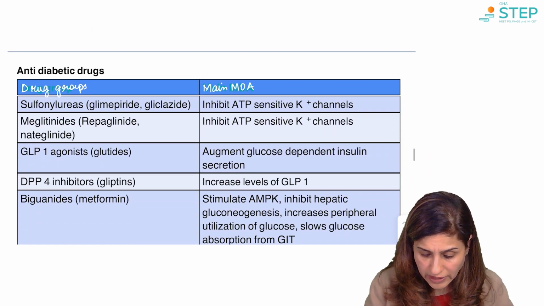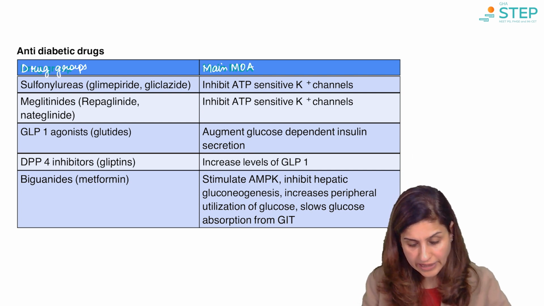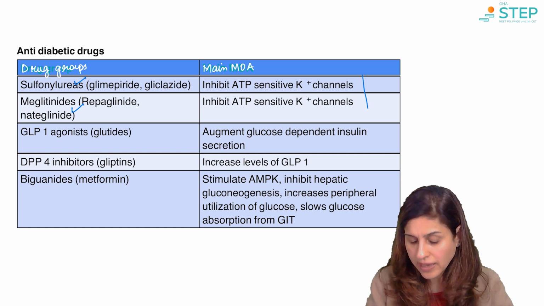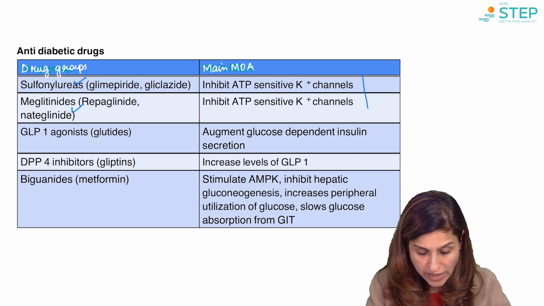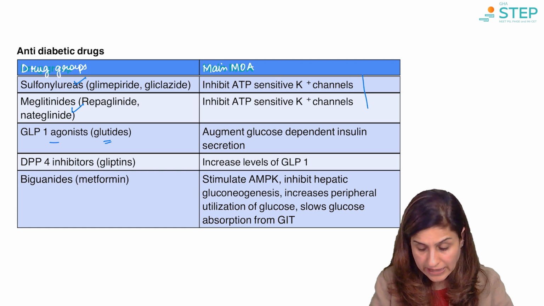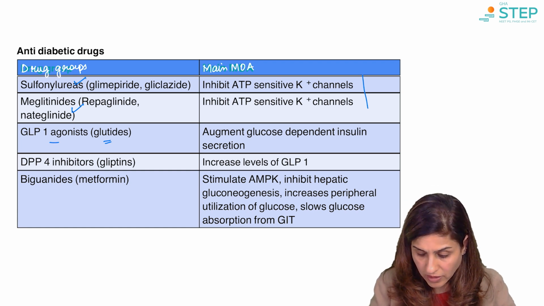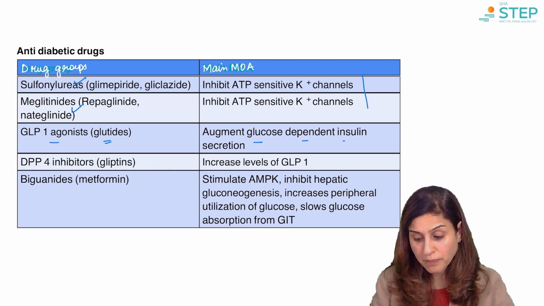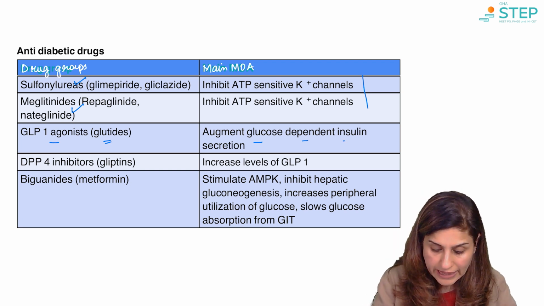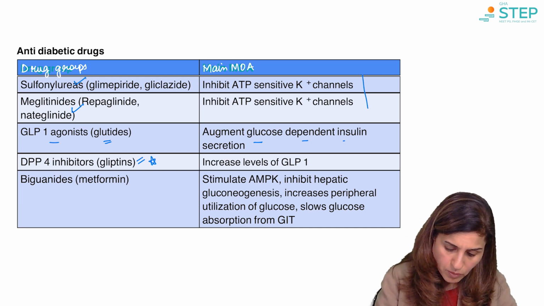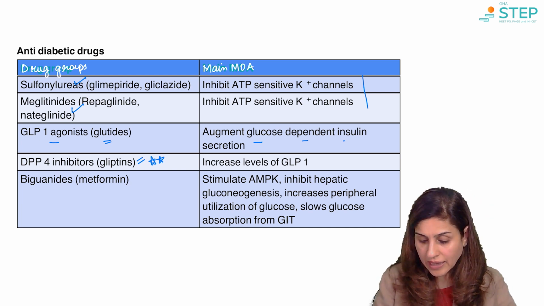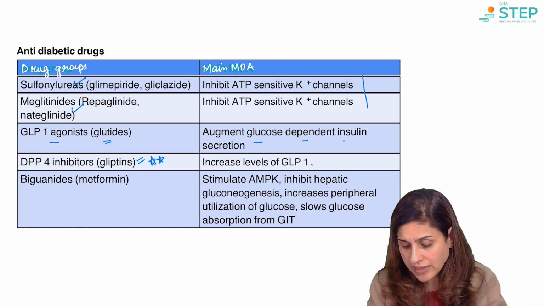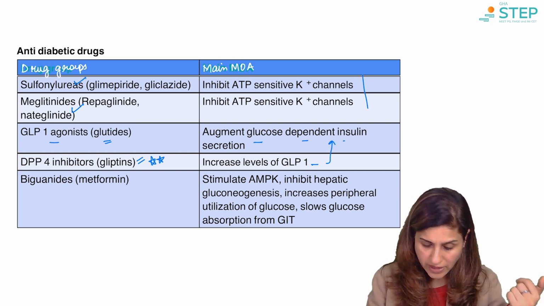Actually, this is a list I prepared of the antidiabetic drugs and which mechanism they act by. Sulfonylureas and meglitinides work by the same mechanism of inhibiting the ATP sensitive potassium channels. GLP-1 agonists or glutides, like liraglutide and semaglutide, augment the glucose dependent insulin secretion. Gliptins are your DPP4 inhibitors. Another very, very important and often asked group of drugs are your gliptins. They inhibit the degradation of GLP, so therefore they increase the GLP. Ultimately, they cause the same effect.